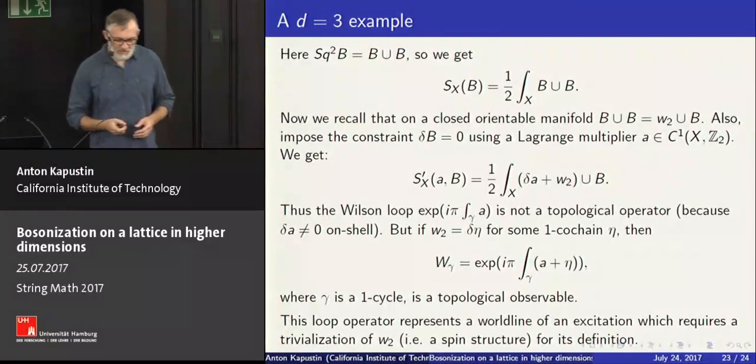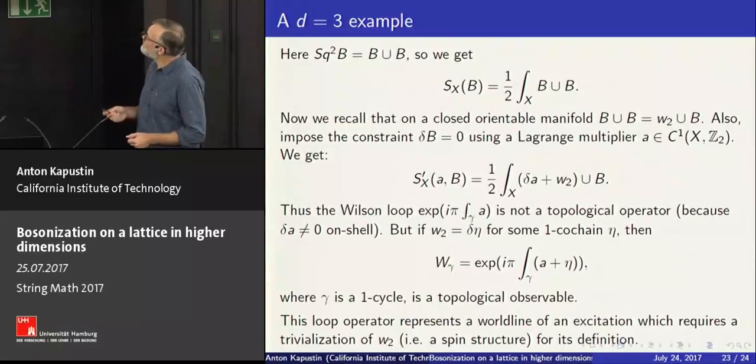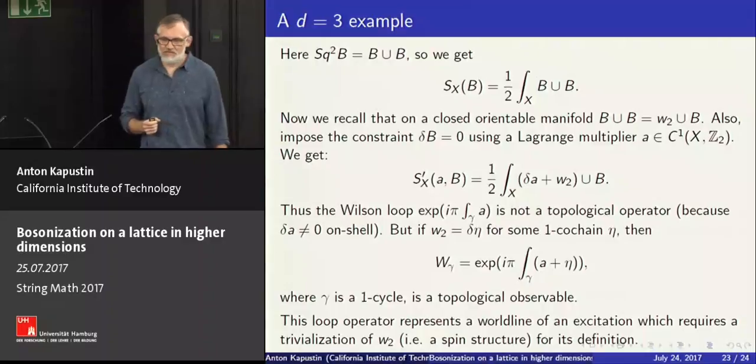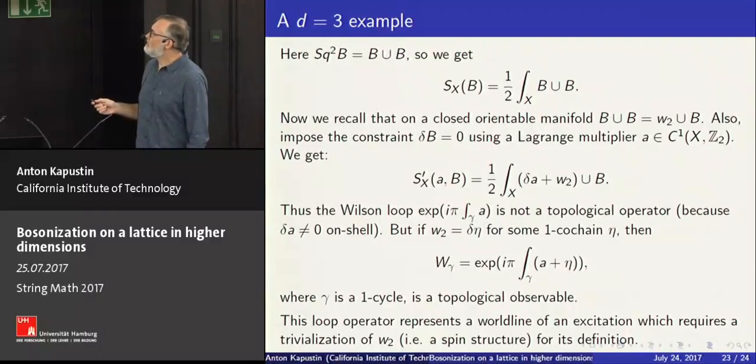I myself didn't learn about Steenrod squares until a couple of years ago, so let me simplify life a bit by looking at the case of d equals 3. For d equals 3, b is a Z2 cochain, so the Steenrod square Sq2 is simply the usual cup square. So our action is just 1/2 times the cup square.